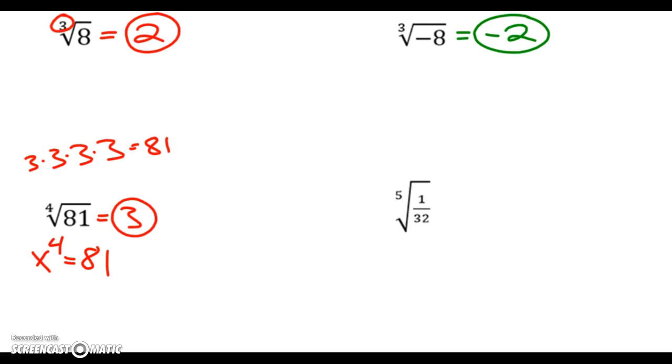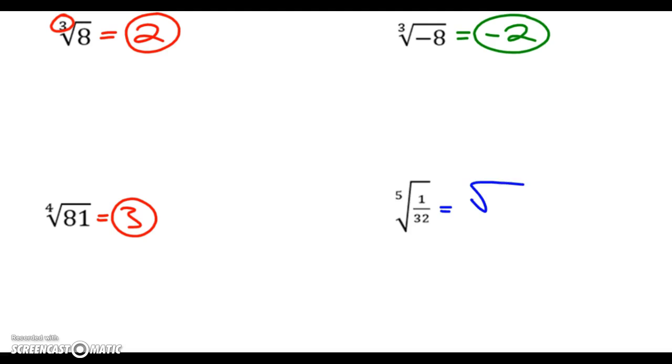Okay, and lastly, we have a fraction, and it's a fifth root. We can break this up just like we did. It applies to the whole fraction, so we can do the fifth root of 1 over the fifth root of 32. Now, if you ever get 1 inside of a root, that's the best one, because that always comes out with 1, because 1 times 1 times 1, five times, gives me 1.